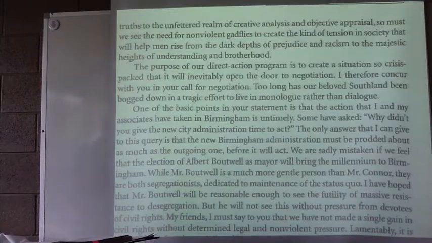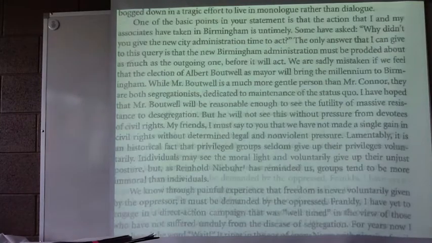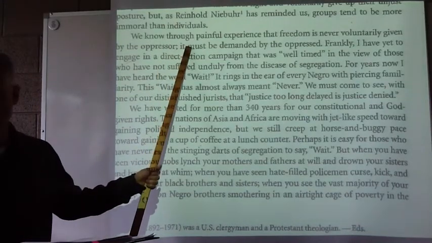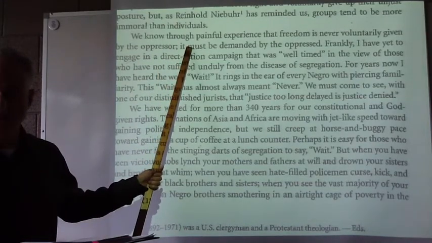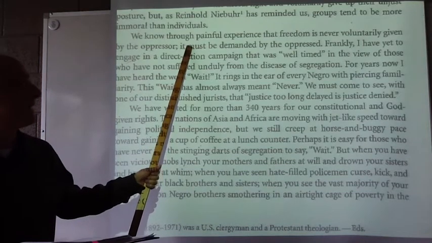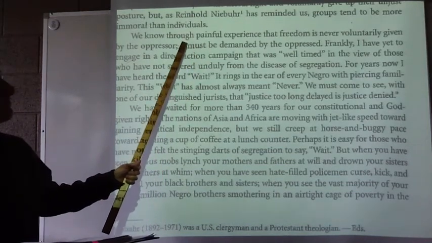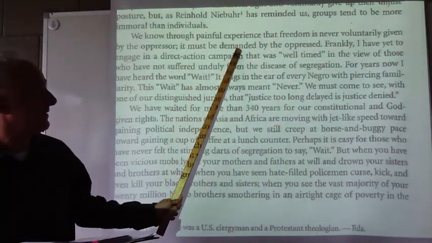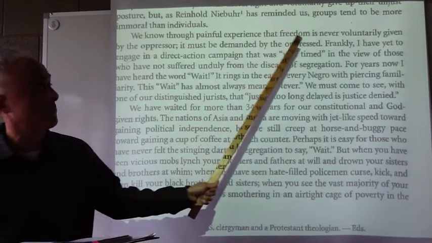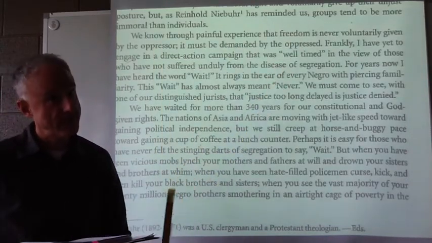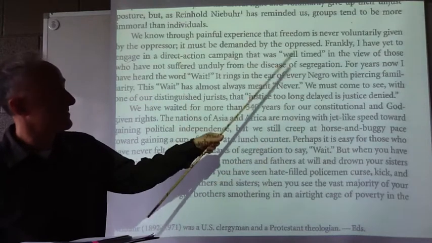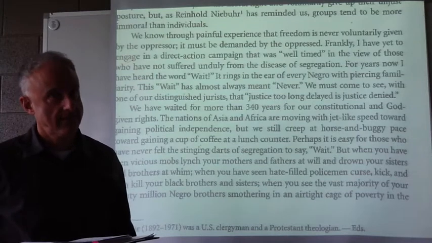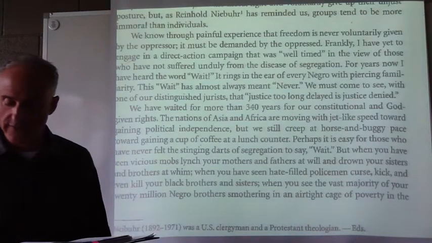But to begin the next paragraph, we know through painful experience that freedom is never voluntarily given by the oppressor. It must be demanded by the oppressed. Given versus demanded, oppressor versus oppressed. Obviously, we have a lot of opposition, but very balanced. Same type of words, but opposite meanings. It's an elegant antithesis, right? So we have those over and over again.